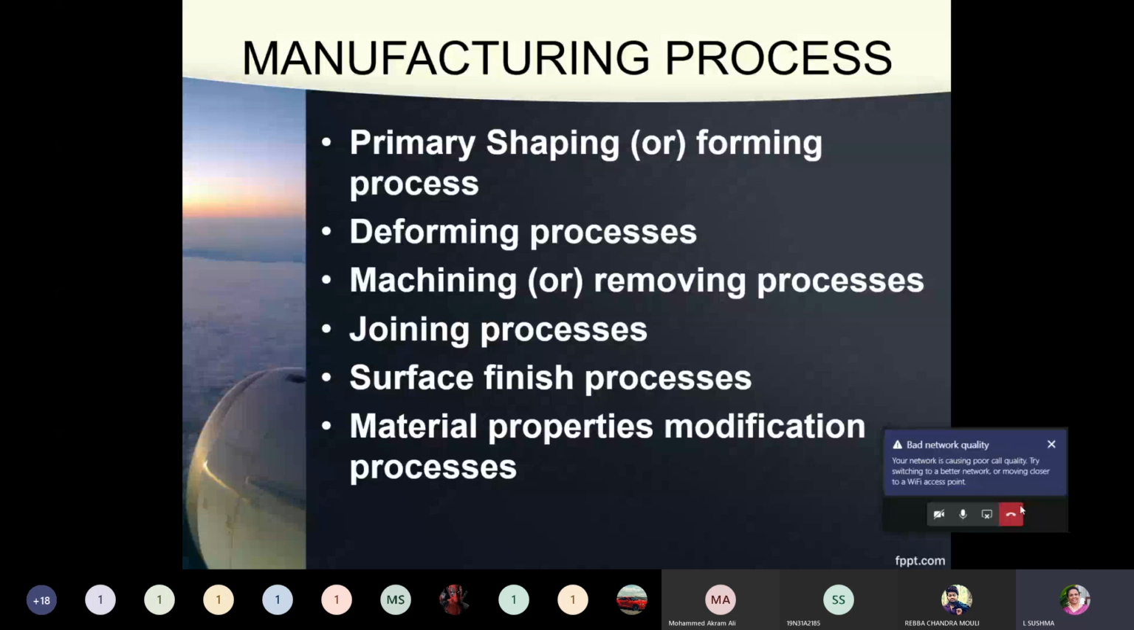Forming process means what? You understood? Yes, ma'am. Yes, students, I want the response now. Yes. Okay.